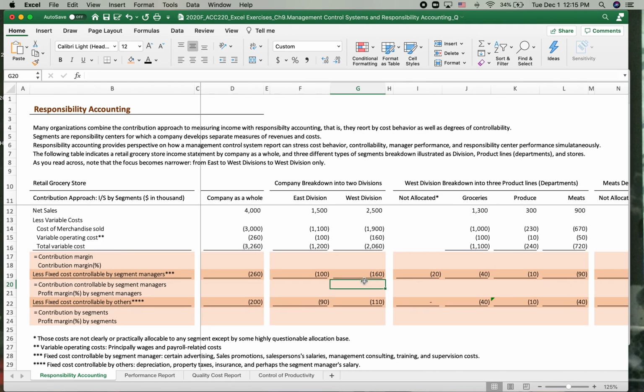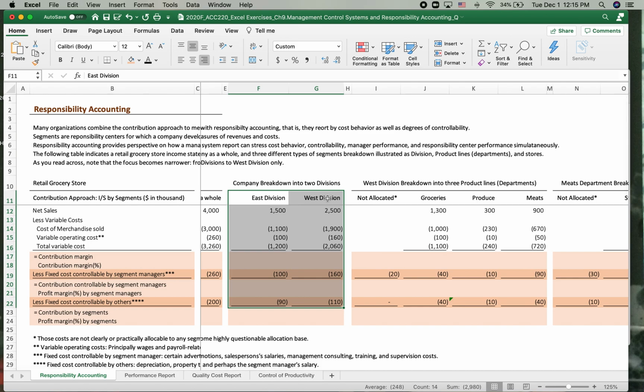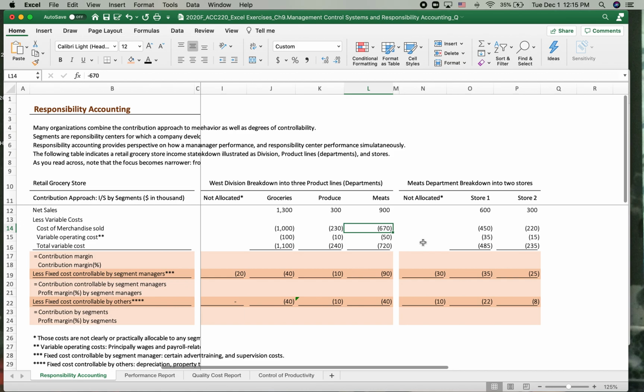The following table indicates a retail grocery store income statement by company as a whole, and the company broken down into two divisions. And then the West division, we are going to focus on this West division. Maybe you can understand why we need to break down the West division into the specific product lines, which are departments, because the West division has some issue. And then we also found out the meat department has some more problems than the other departments.